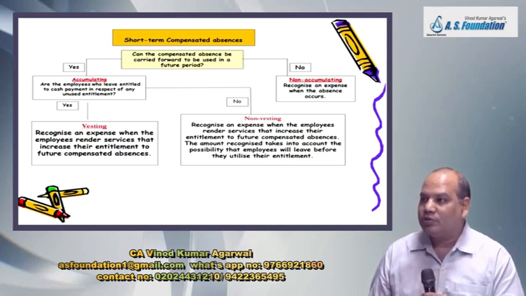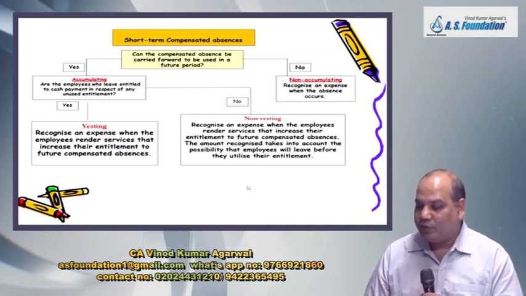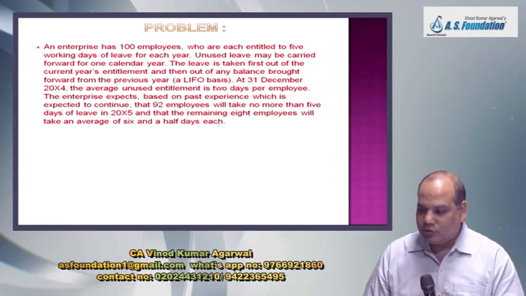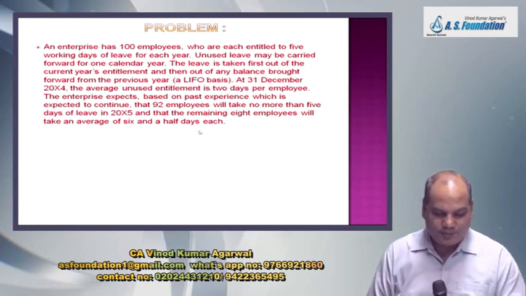So quick question answer session. Where the provision amount will be maximum? Vesting accumulated compensated absence. Where it will be least, lowest? Non-accumulating compensated absences. So why don't you solve a question?